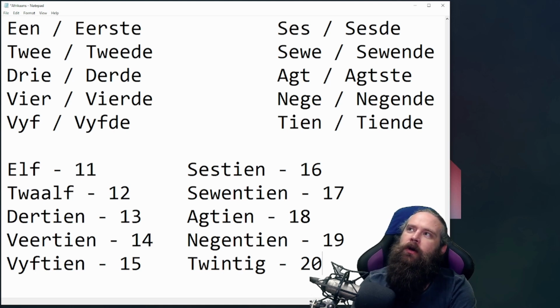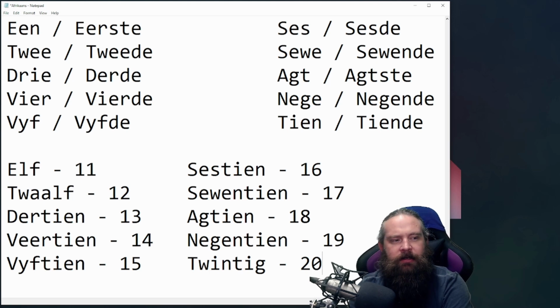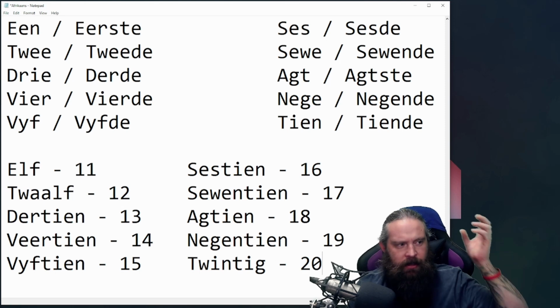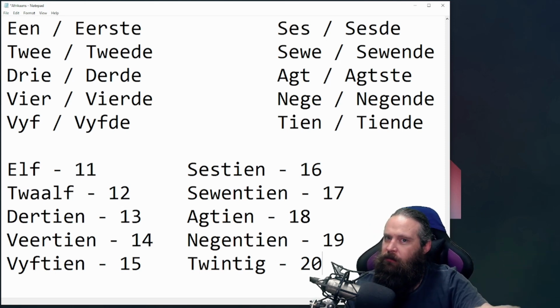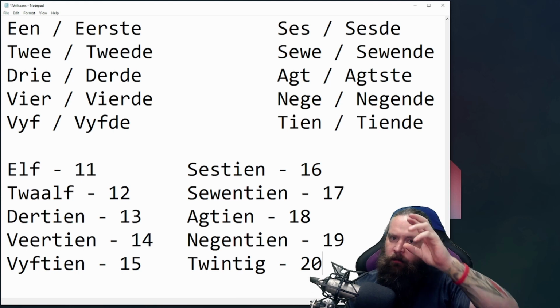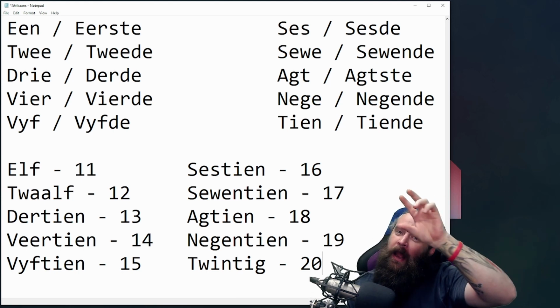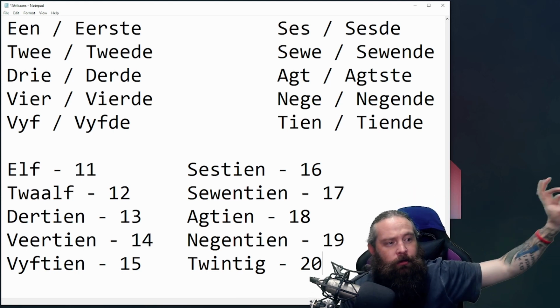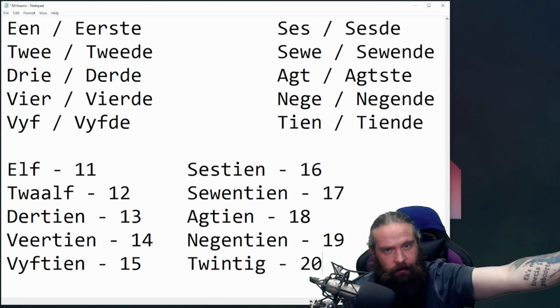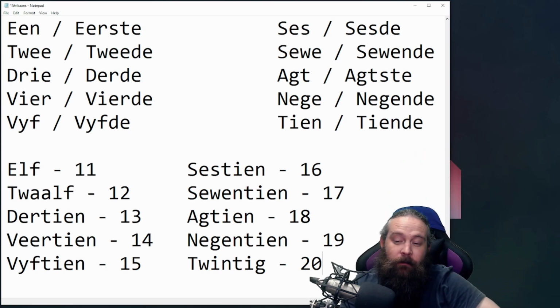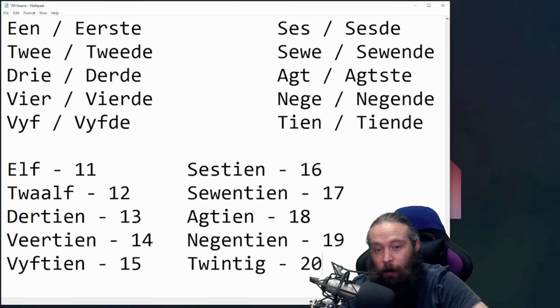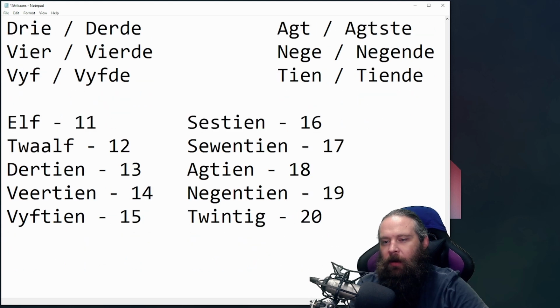Now, if you go into the English language and you go 21, it makes sense. It's a 20 and a 1. And it goes 25. It's a 20 and a 5. And you go 32, 30 and 2. But in Afrikaans, we swap it around and add an extra word.